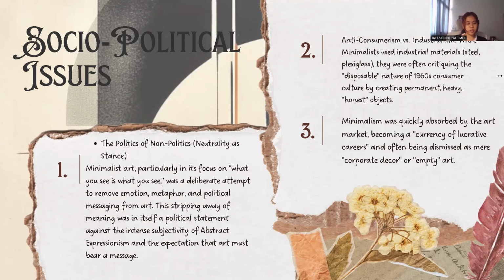Next, anti-consumerism versus industrialism. While minimalists used industrial materials like steel and plexiglass, they were often critiquing the disposable nature of 1960s consumer culture by creating permanent, heavy, honest objects. And lastly, minimalism was quickly absorbed by the art market, becoming a currency of lucrative careers and often being dismissed as mere corporate decor or empty art.